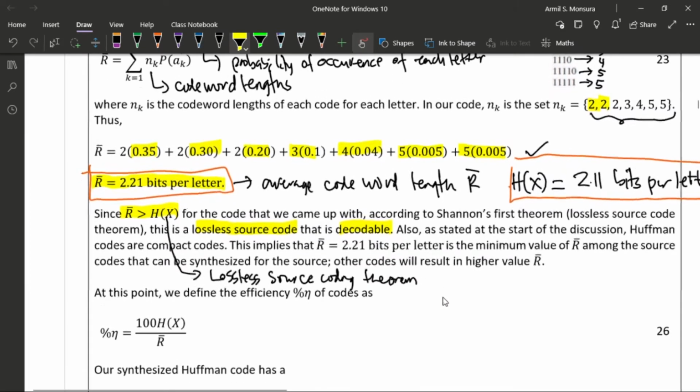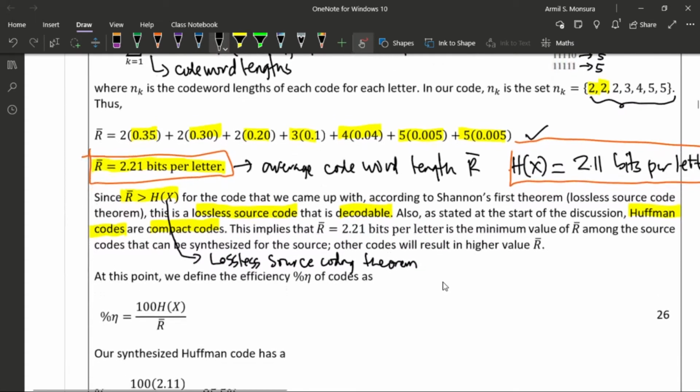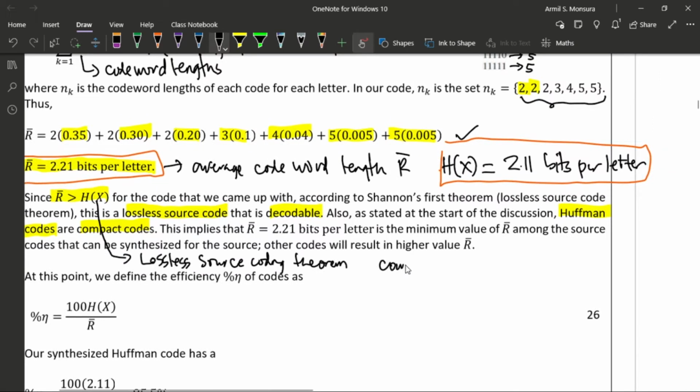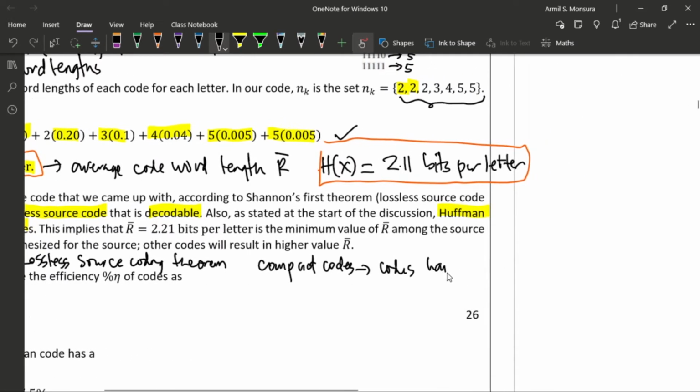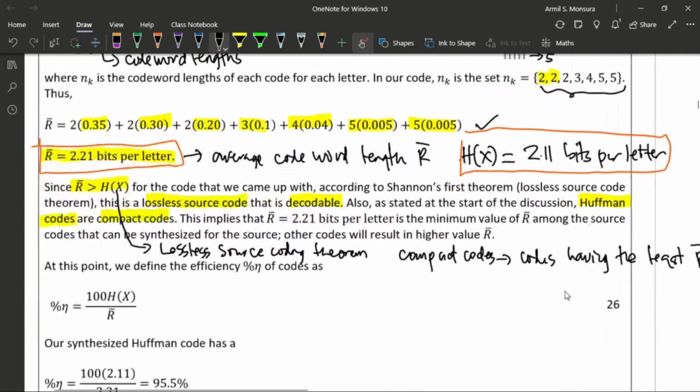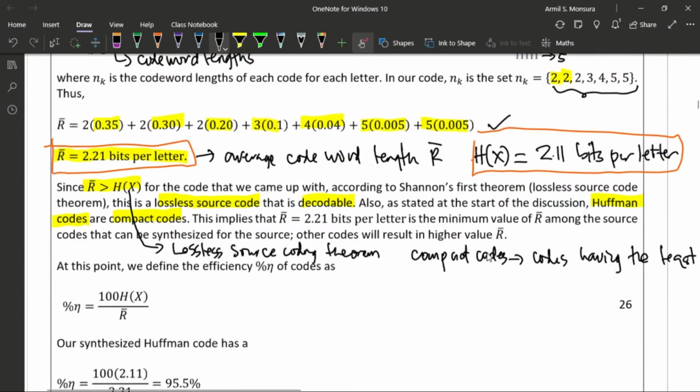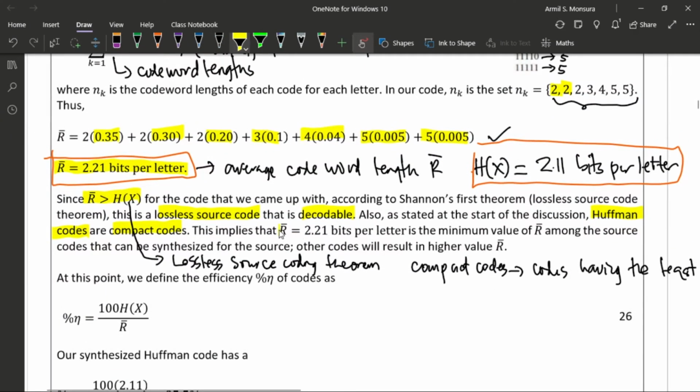Now at the start of this discussion, we mentioned that Huffman codes are considered to be compact codes. When you say compact codes, these are codes having the least R bar, or least average code word length. So yun yung ibig sabihin ng compact codes. This should imply that this average code word length is the least value of R bar among the source codes that can be synthesized for the source.